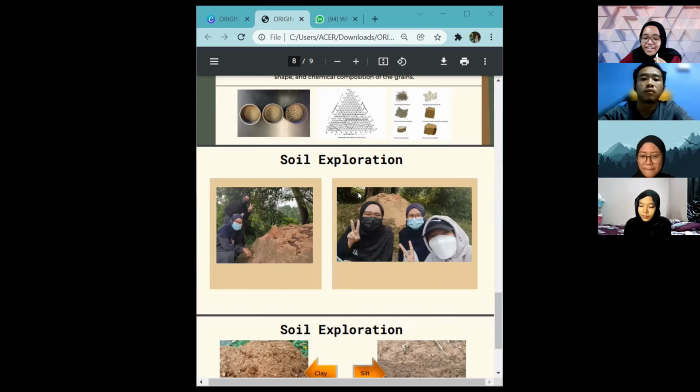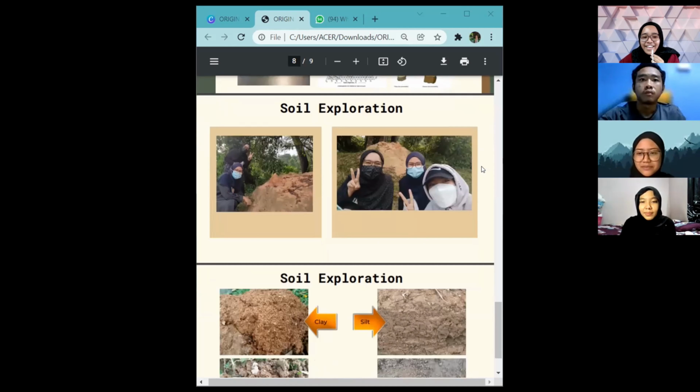Okay, hi, I'm Arynna. This is the picture of us doing soil exploration in our residence college, which is College Ibrahim Yaqub. We walk around the blocks, searching for any soil that we can find. On the left is a picture of us taking a selfie with an anthill. The same goes for the right picture, we're taking a picture with an anthill.